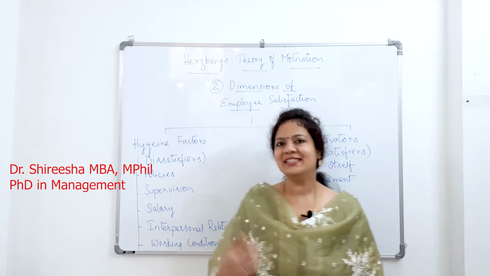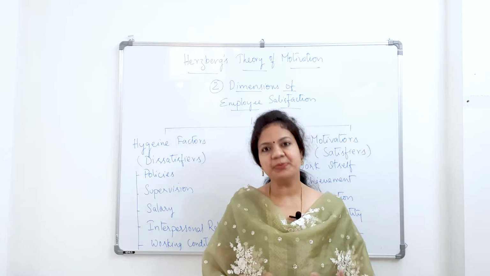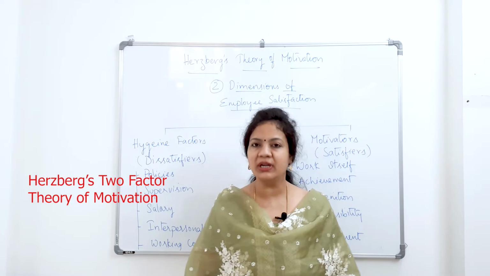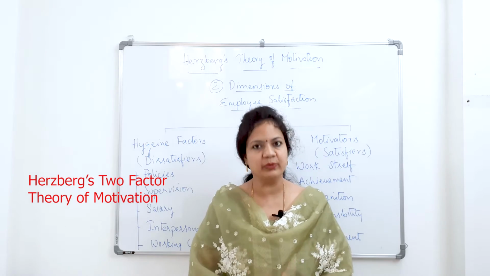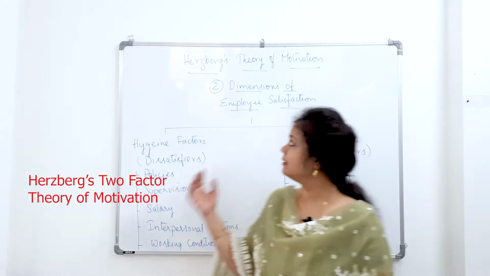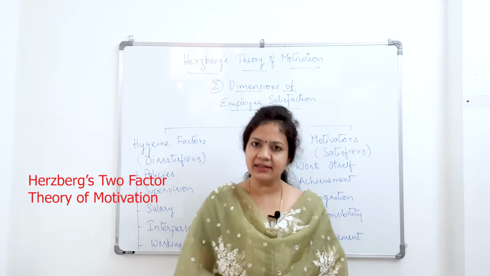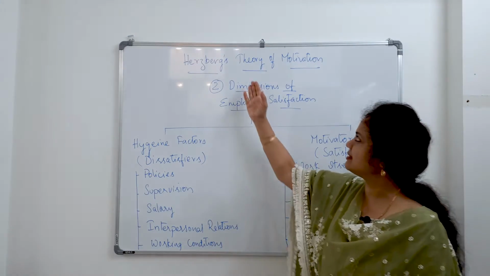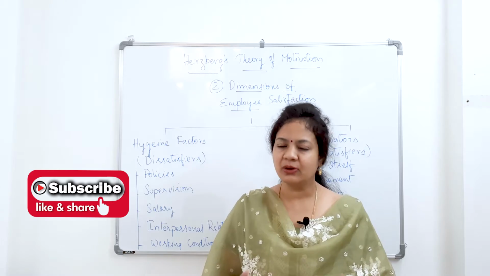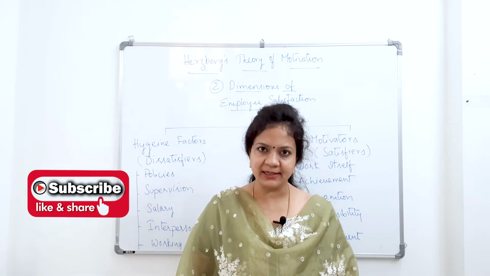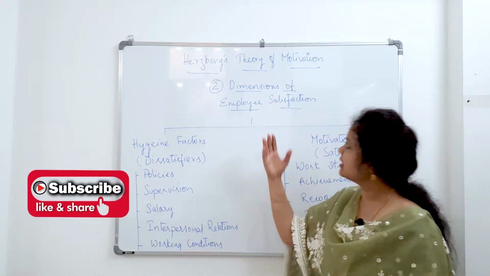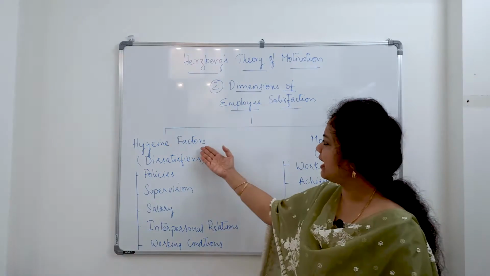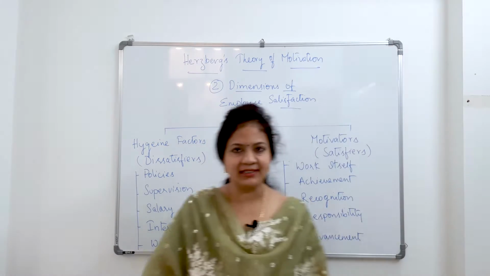In this video, we will try to understand what Herzberg's theory has to say about employee motivation, or motivation of people, especially in the workplace. Herzberg is an American psychologist and he has proposed this two-factor theory. Herzberg's theory is famously also called the two factors theory, where he has proposed two dimensions of employee satisfaction, basically the hygiene factors and the motivators.